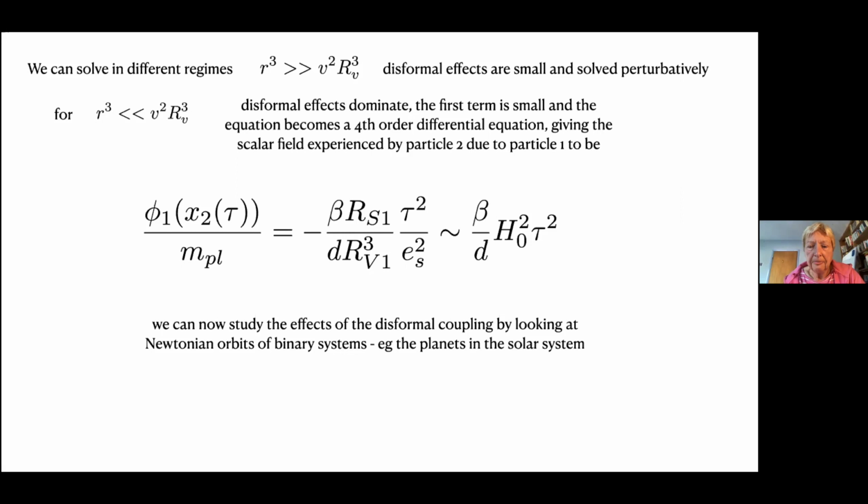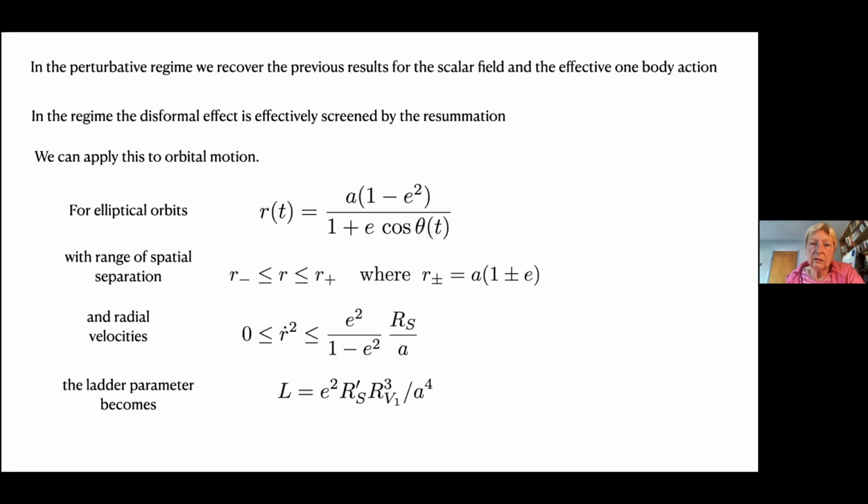From this, we can extract the effects on the Newtonian orbits of the binaries. So again, the perturbative regime has already been done, but in the other regime, this regime here, there's something very cute going on. Apply this to elliptical orbits, semi-major axis A, eccentricity E. Then the ladder parameter depends on the eccentricity. I've just written it down in slightly different form.